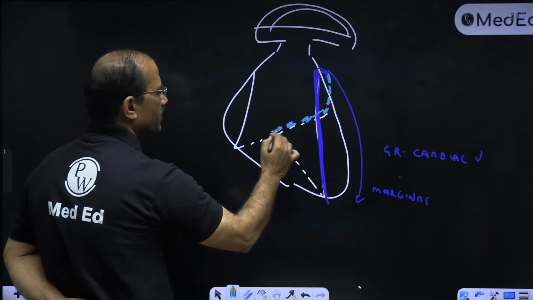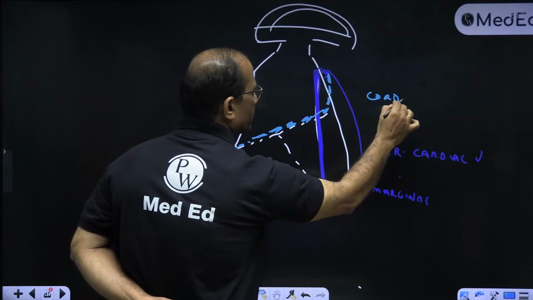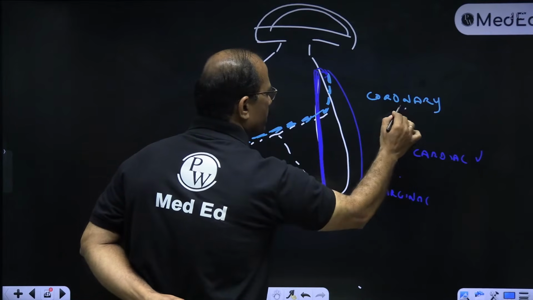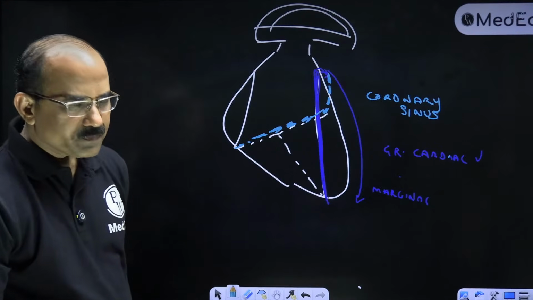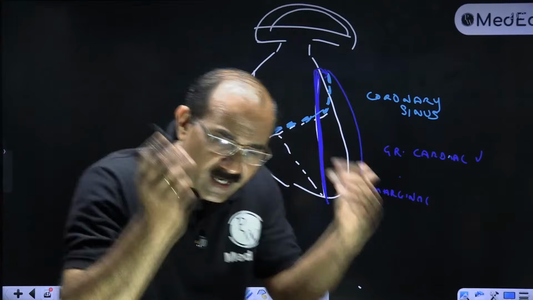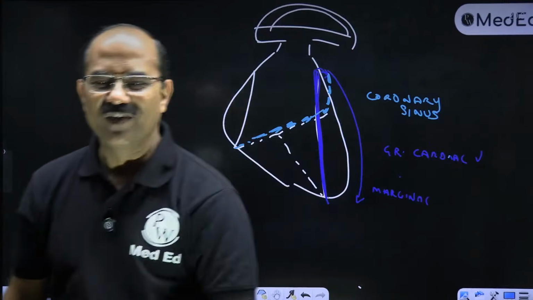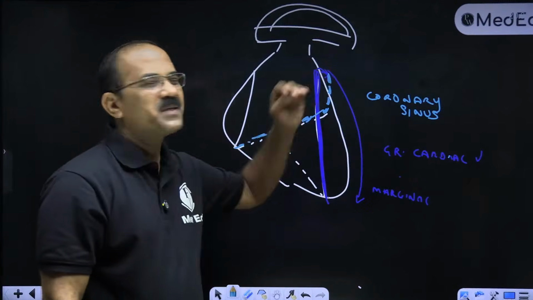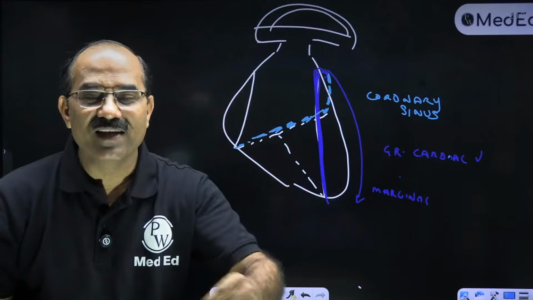What is this vein? This is the coronary sinus. So how is the coronary sinus formed? It is formed by the great cardiac vein and the marginal vein. The great cardiac vein joins with the marginal vein, and now the coronary sinus is formed. And this coronary sinus lies where?